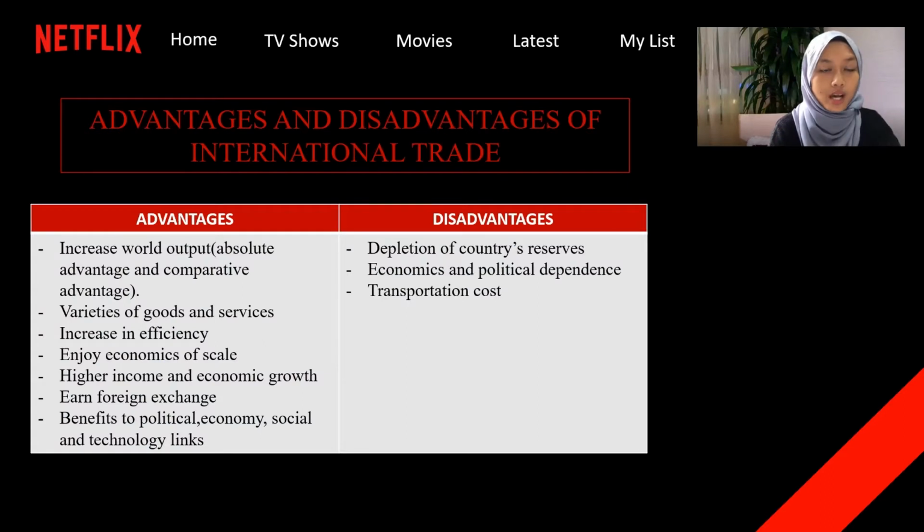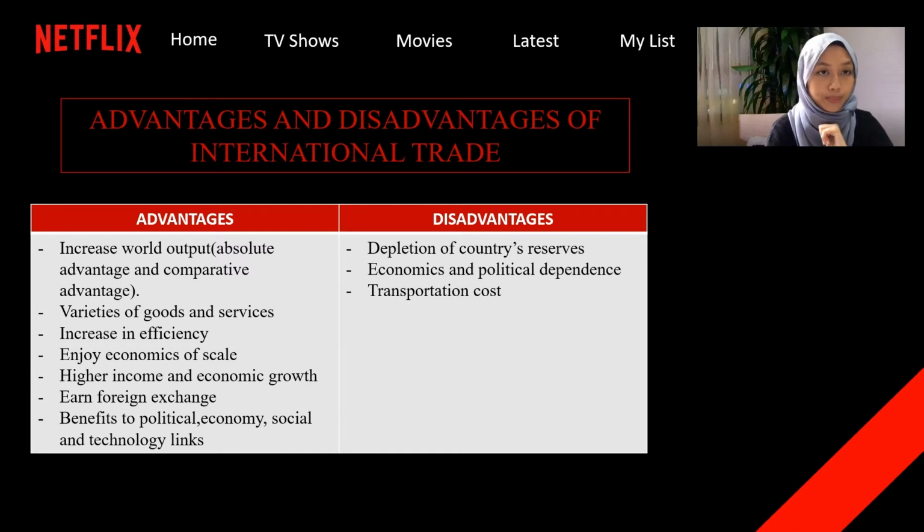So since our current issue is more related to international trade, let me elaborate more on the pros and cons of international trade. For the pros, which are the advantages, international trade will first increase the world output, because a country will get benefits from free trade if specialization is possible in areas in which it has absolute advantage and comparative advantage. For the second one, there are also varieties of goods and services, and also an increase in efficiency. Number 4 will give higher income and economic growth.